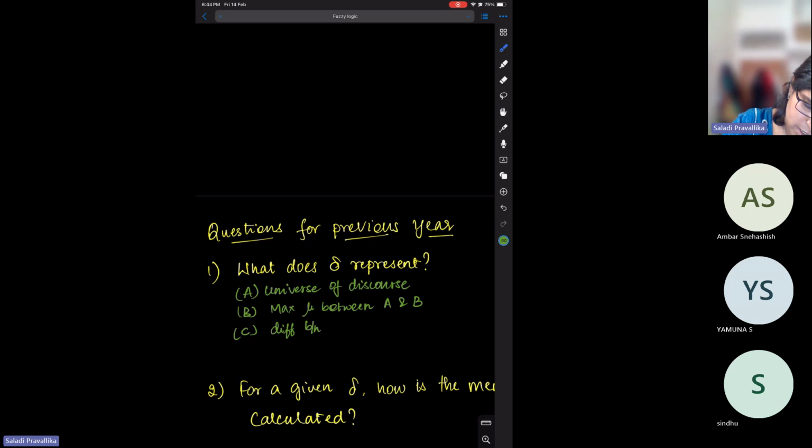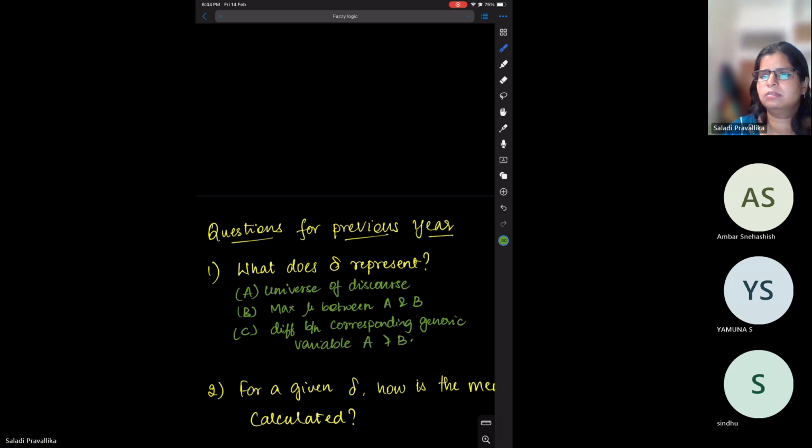Difference between corresponding generic variables of A and B. The generic variables or values are nothing but x. We represent it as small x when we are writing a fuzzy set. So we take the difference, and that is our corresponding values. You are both right, Snehashish and Yamuna.